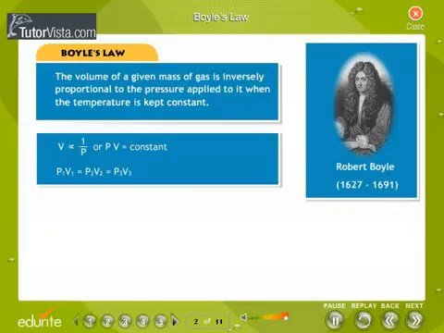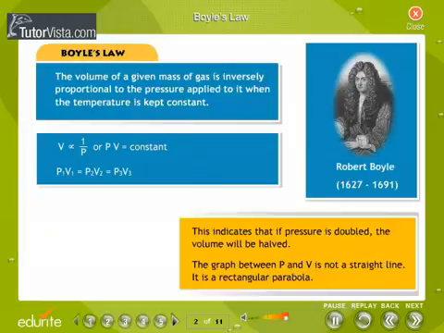This can be written as P1V1 = P2V2 = P3V3. This indicates that if pressure is doubled, the volume will be halved. The graph between P and V is not a straight line. It is a rectangular parabola.